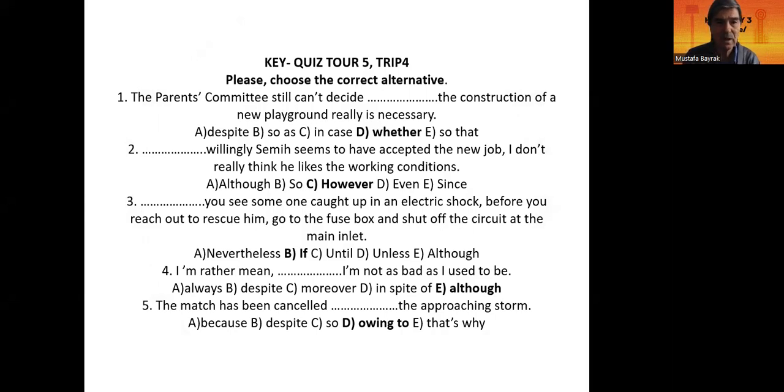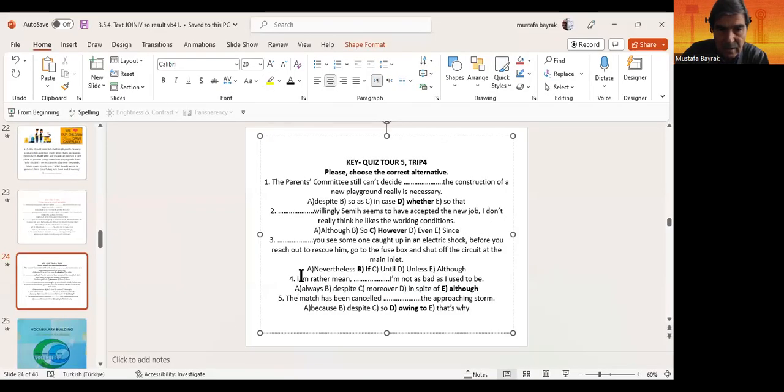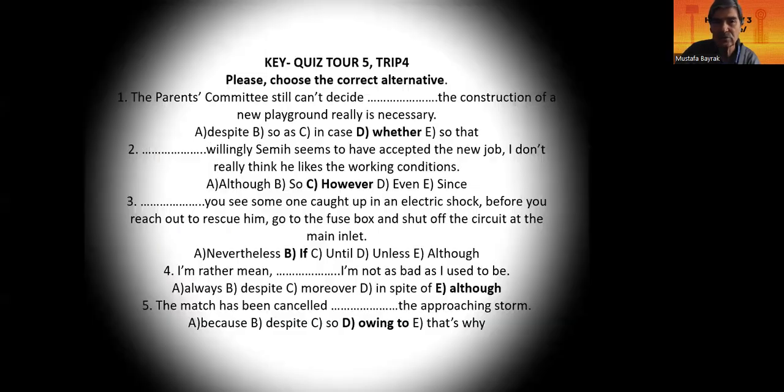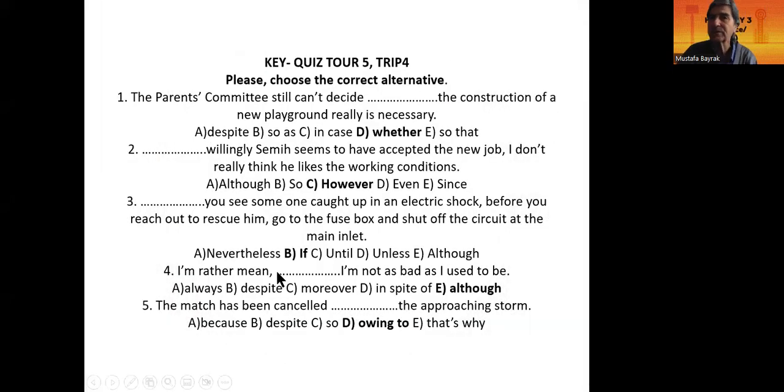Now 4. I am rather mean. Someone says that I am rather mean, stingy, I think. Yes, mean. I am rather mean, not quite. Do you see the difference? For negative situations, we use rather. Rather also means quite, but we can't say quite here. But we can say, I am quite frugal. I am quite economical. Okay.